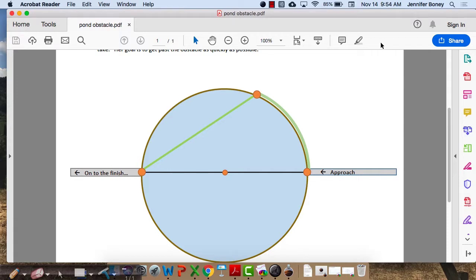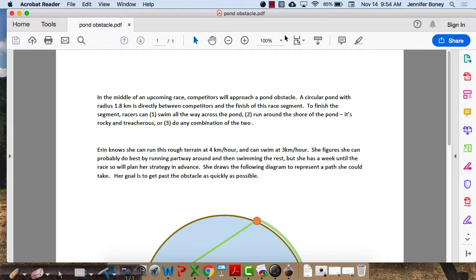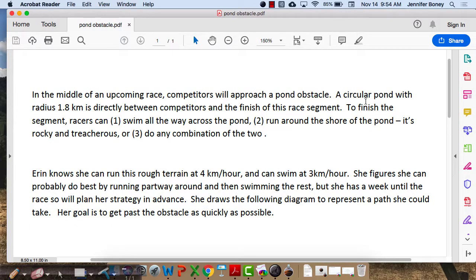All right, so in any case, here we've got a circle. Let me show you the details of what the problem is that goes with this. And I'm going to make this bigger for a moment so you can possibly read this. All right, so we've got a race coming up. The first part's just kind of a description. The second part has some of the numerical details here. But let me read this to you.